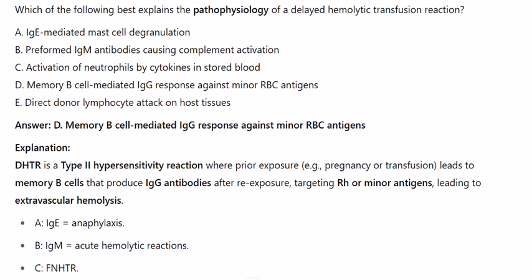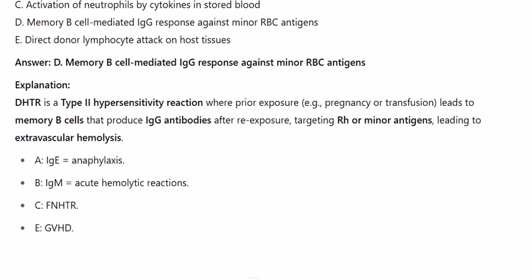Answer: D. Memory B-cell-mediated IgG response against minor RBC antigens. Explanation: DHTR is a type 2 hypersensitivity reaction where prior exposure, e.g. pregnancy or transfusion, leads to memory B cells that produce IgG antibodies after re-exposure, targeting Rh or minor antigens, leading to extravascular hemolysis. A. IgE is anaphylaxis. B. IgM is acute hemolytic reactions. C. FNHTR. E. GVHD.